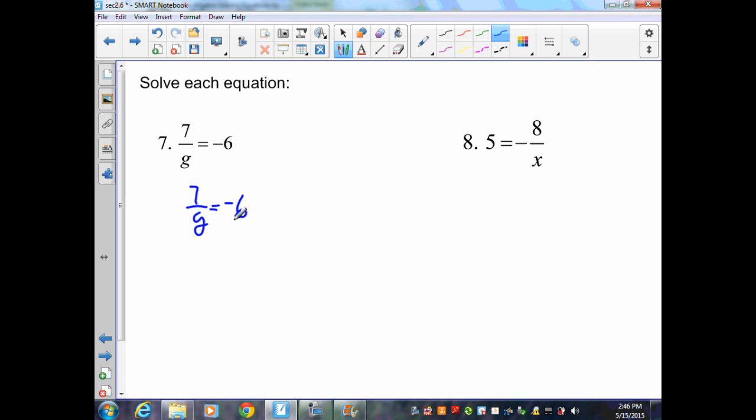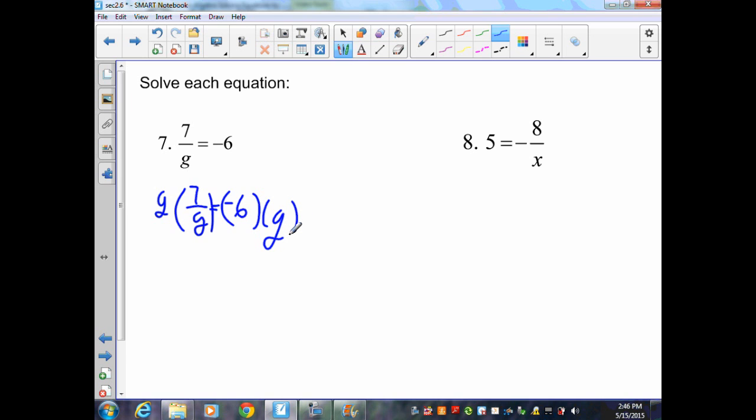The procedure to do that is to take a look at the side that it's on and then determine what is happening to the numerator. The numerator is being divided by that variable. Therefore, I want to do the inverse of that. Since g is dividing into 7, I want to multiply by g on both sides.